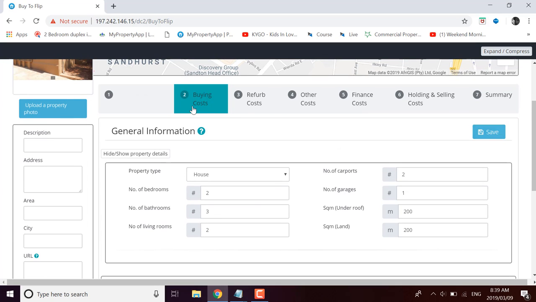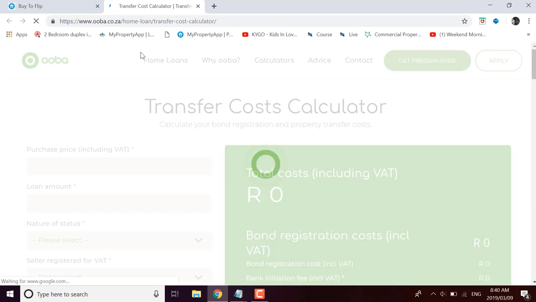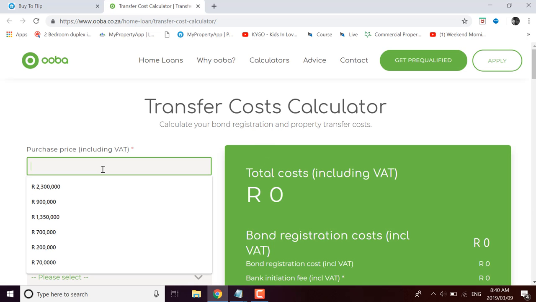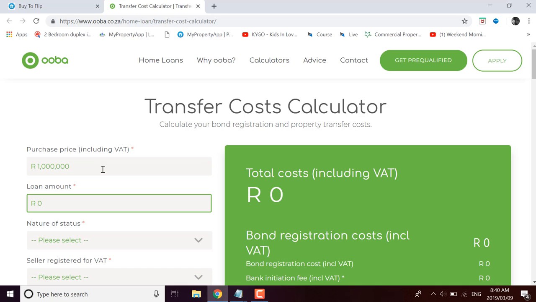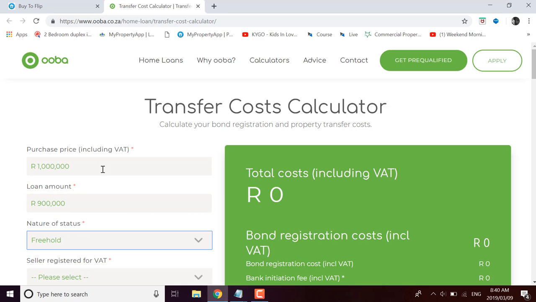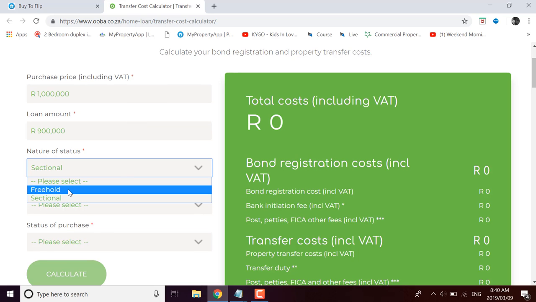Okay. Step number 2 is we go to our buying costs. You can click here. It'll take you to the Uber calculator. The Uber calculator allows you to put in some details, and it spits out the transfer costs. So let's say the purchase price was R1,000,000. If we were going to loan the full amount, 900,000. It's either freehold or sectional title. So that's the nature of the status.